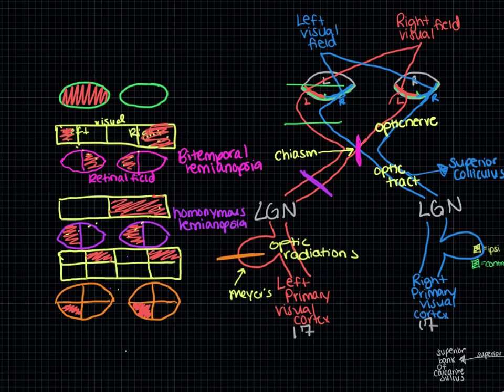Another potential lesion could be a stroke to a primary visual cortex. And we know that if we are talking about a stroke in the primary visual cortex, we're going to be talking about the left retinal field and the right visual field. So if we had a stroke in the left primary visual cortex, it would look the same as the lesion in the optic tract. So that would be another homonymous hemianopsia, where the left retina is taken out and the right visual field is taken out.